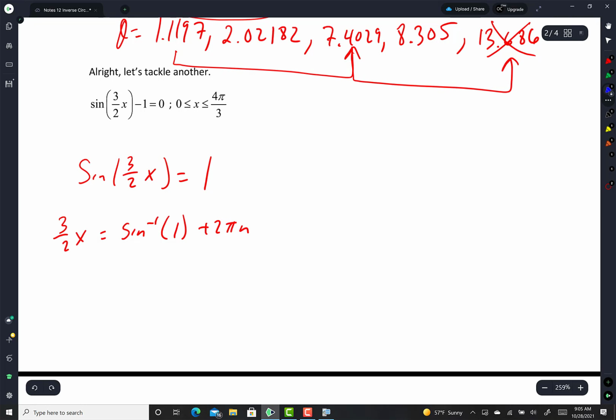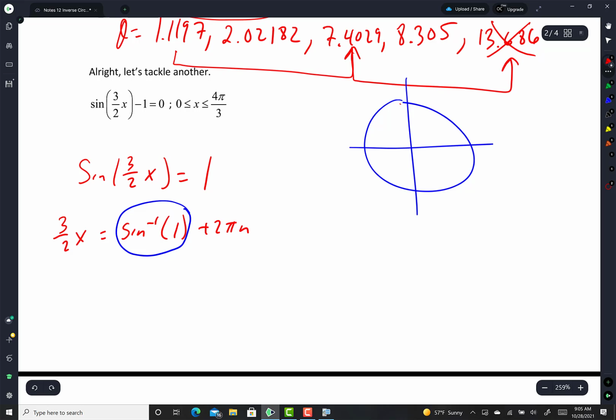This only happens one time on the unit circle. What is the radian where arc sine is a 1? I know you guys are visuals, so here you go. Pi over 2. So 3/2 x equals pi over 2 plus 2 pi n. You're getting really close to half credit. I want to get the x by itself. You can say divide by 3/2, but I think it's better to say multiply by the reciprocal. Multiply by 2/3. Multiply everything on the right side by the same thing, 2/3.